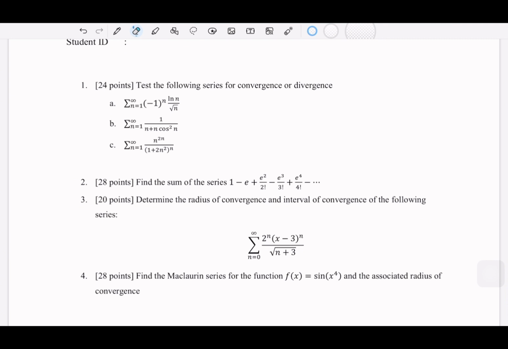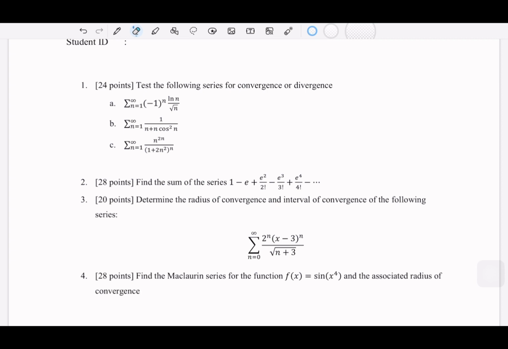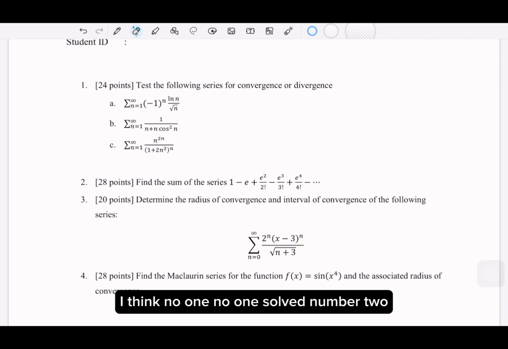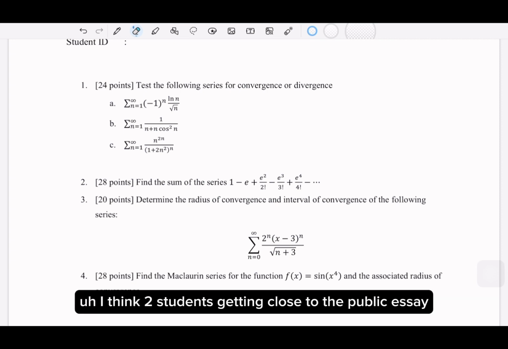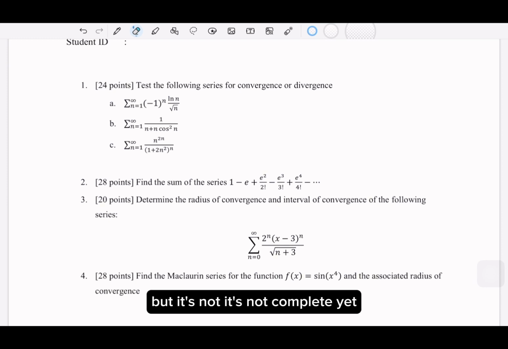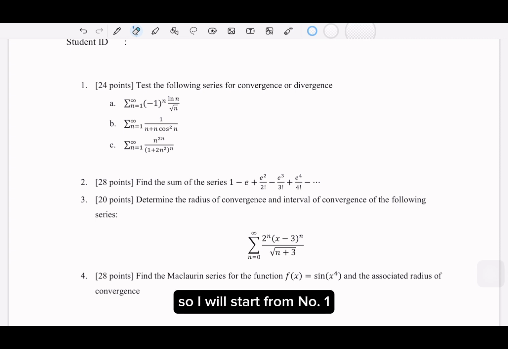Especially number two. I think no one solved number two. I think two students got close to the complete answer, but it's not complete yet. So I will start from number one.